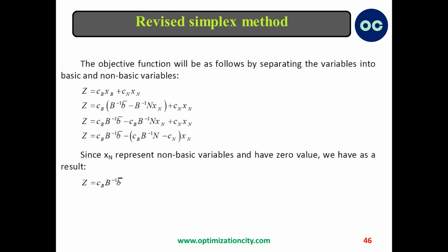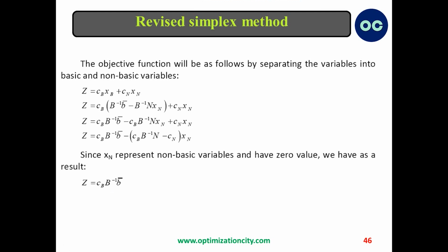By classifying the variables into basic and non-basic variables, you can express the objective function as follows. This is the objective function. Given that xn denotes a non-basic variable with the value of 0, you can conclude that z, the objective function for a particular table, is equal to C sub B inverse B bar.